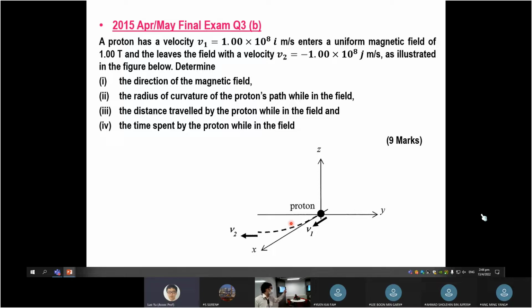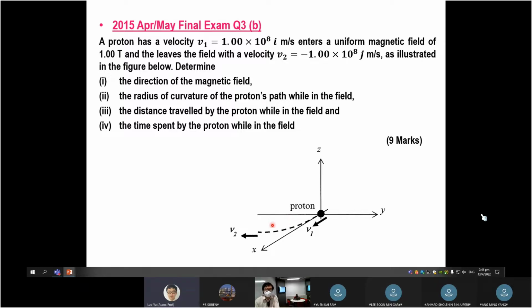Very good, it should be minus y direction. So my thumb should point to minus y, this direction. Index finger is QV, it should point in this direction. Then our middle finger has no choice, it can only point to the top. This is the right hand rule we apply.